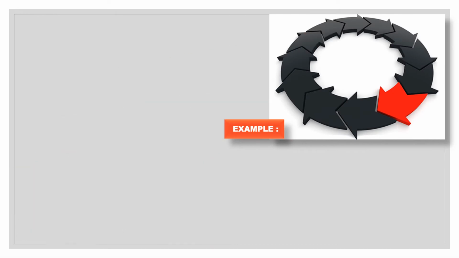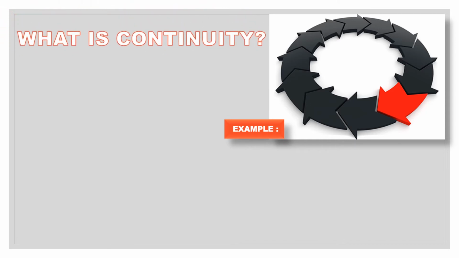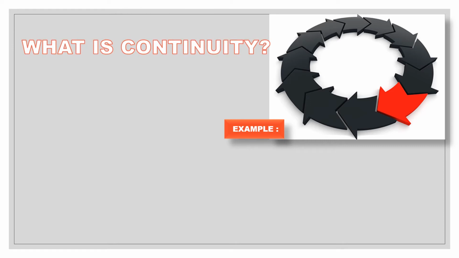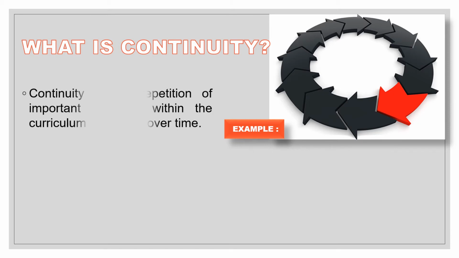What is continuity? Now, continuity is repetitions of important concepts within the curriculum vertically or over time. Spiral curriculum, according to Jerome Bruner, is generalizations of content according to the relationship or interrelationship between the structures, patterns, or the basic idea of major disciplines.